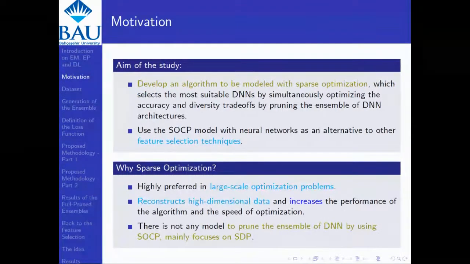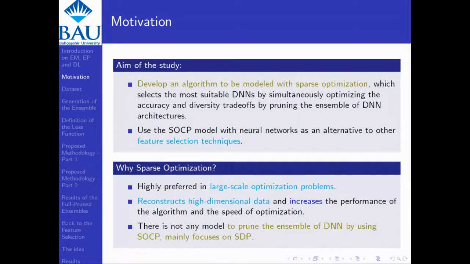We have two aims in our study. First, to develop an algorithm modeled with sparse optimization, which selects the most suitable deep neural networks while we optimize the accuracy and diversity trade-off by pruning the ensemble of deep neural network architectures. And the second, we use this second-order conic programming model with neural networks as an alternative to other feature selection techniques. So why do we use sparse optimization?